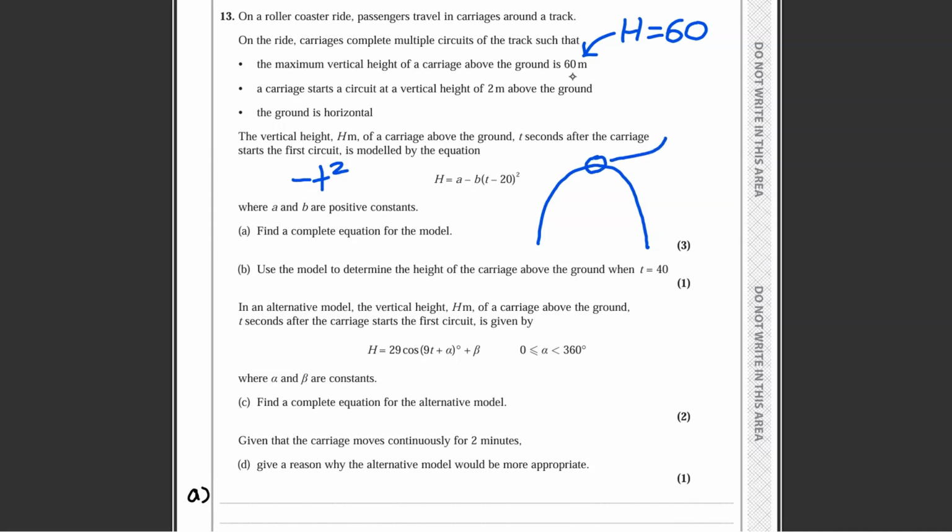And this here is the turning point. This is going to be the maximum height because if we think about drawing this with a y and an x-axis, or in this case an h and a t-axis, this here is going to be the highest point that h can be. So this is going to be the maximum. This is where h is equal to 60.